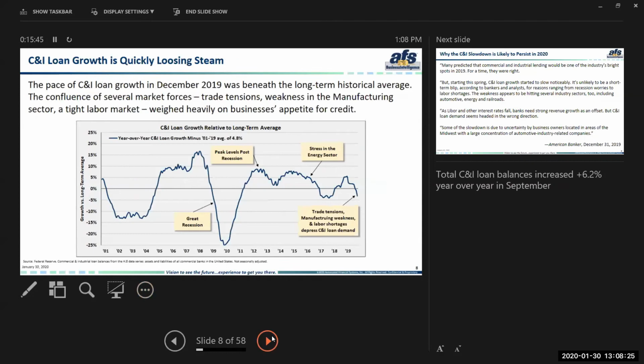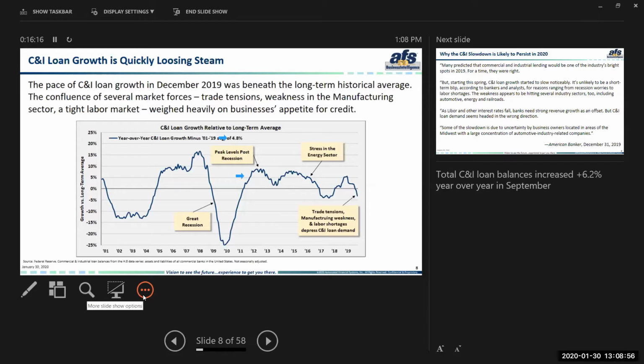The dominant story in 4Q was the slowdown in CNI loan growth. We thought it would be interesting to examine this trend within a historical context. The chart on slide 8 examines year-over-year CNI growth each month relative to the long-term historical average. Over the last 20 years or so, annual loan growth has averaged about 4.8%. When the blue line trends above the horizontal axis, that means loan growth in the given month outpaced the historical average.